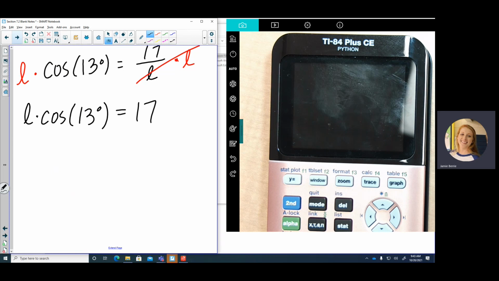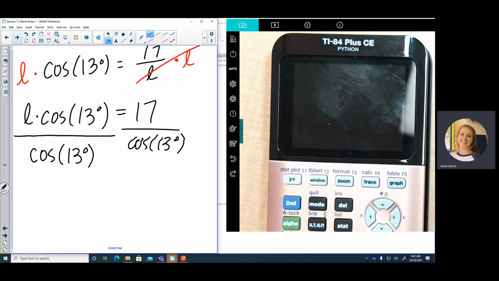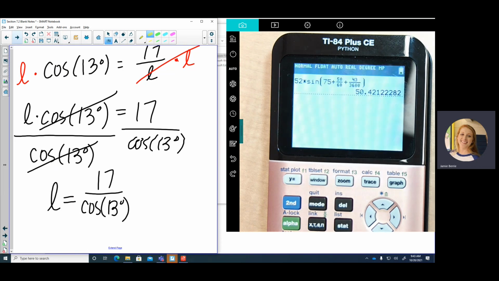To get L by itself, we want to know what the length of the ramp is, so we're just going to divide by cosine of 13 degrees. We're going to cancel out over here, leave you with L equals 17 over cosine of 13 degrees. Now let's go plug this in our calculator, make sure you're in degree mode. 17 over cosine of 13. I am in degree mode.